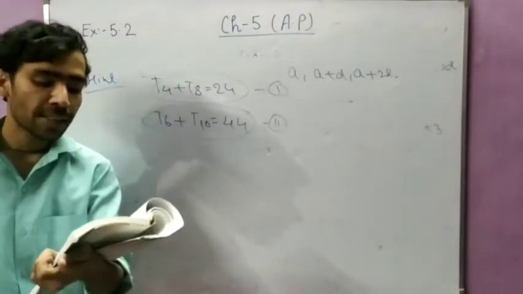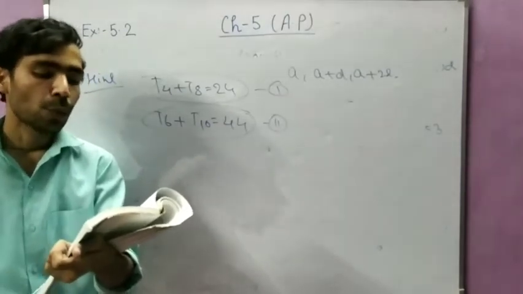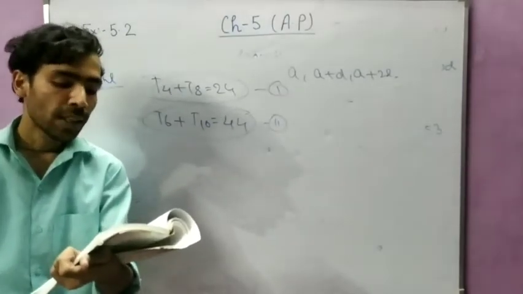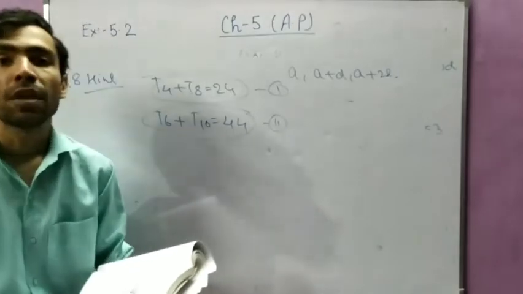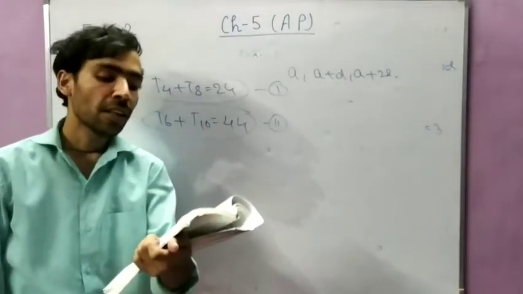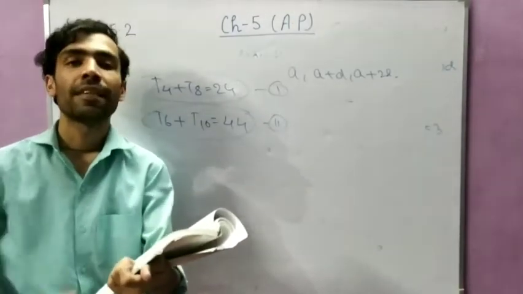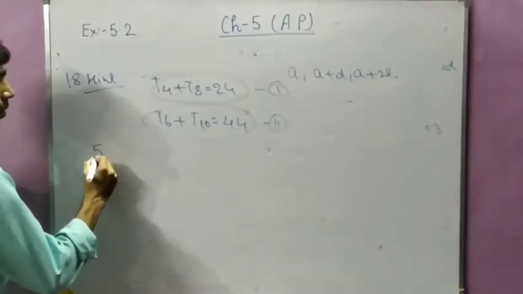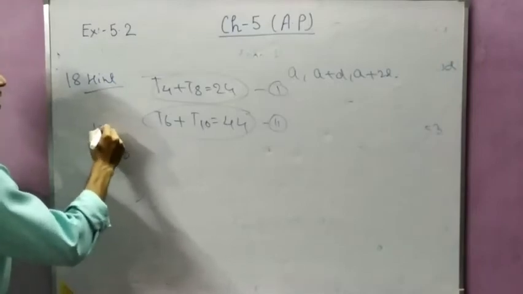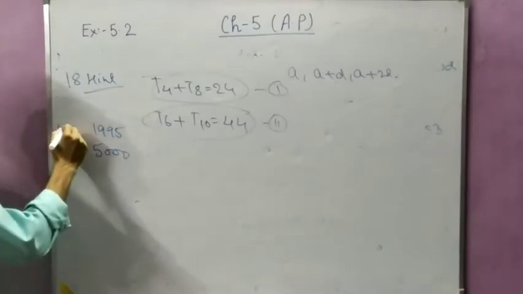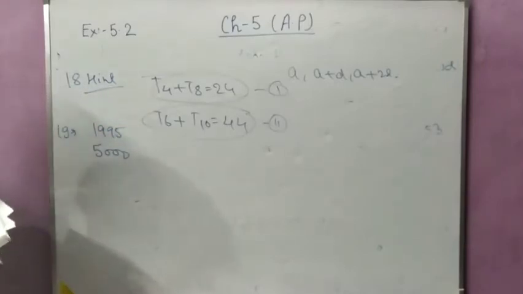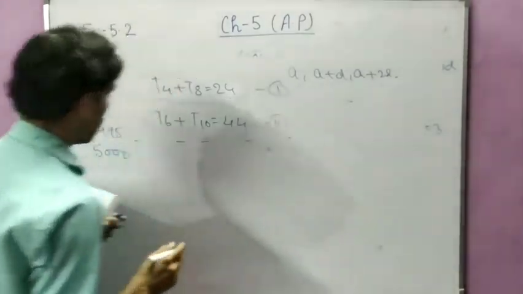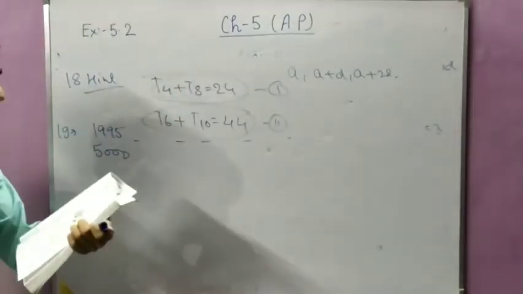Question number 19 is: Shubha Rao's annual salary is 5,000 and she received an increment of 200 every year. So in which year will his income be 7,000? So she will start from 5,000. 5,000 she was getting in 1995. It is the hint of question number 19. And afterwards she is getting a 200 increment in each year.